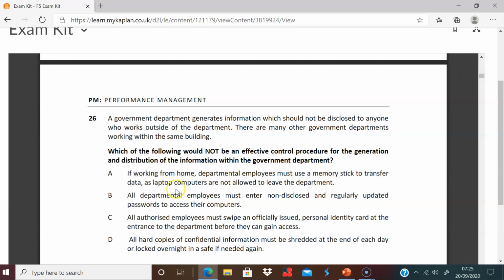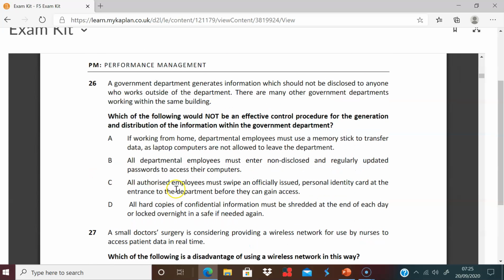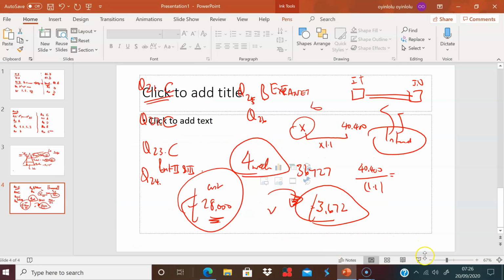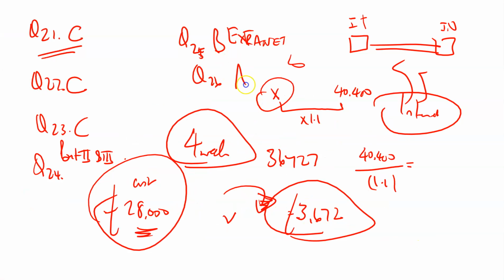Question 26. Yes, so a government department generates information which should not be disclosed to anyone. So they're basically trying to have effective controls. You can see here straight away that A jumps out. Memory sticks are just a no-no. All the rest makes sense very clearly. Non-disclosed, regularly updated, swipe cards of course, hard copy shredded. So A nicely is the odd one out there. 26 is A. 27.